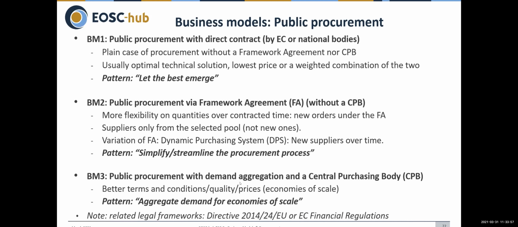BM3 is another variation with demand aggregation and the central purchasing body. For example, Jan was doing this in OCRE on behalf of the NRENs, the National Research and Education Networks. Of course, when you aggregate demand, you get better terms and conditions, maybe more suppliers, better quality, better prices, and overall economies of scale.